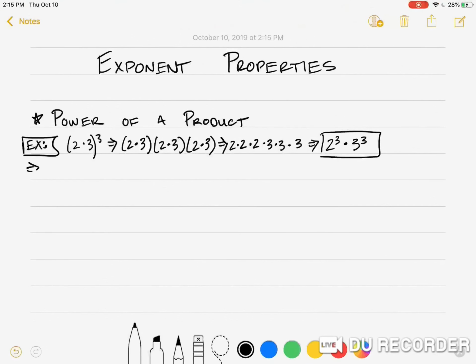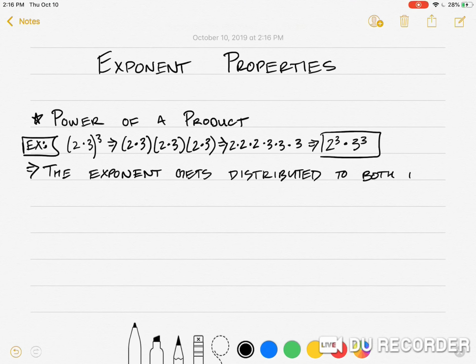So, how we explain this is the exponent gets distributed to both terms in the parentheses. So the exponent, not exponents, exponent gets distributed to both terms in the parentheses.